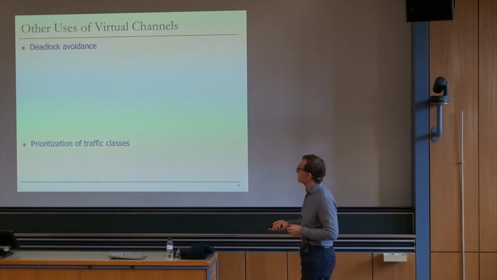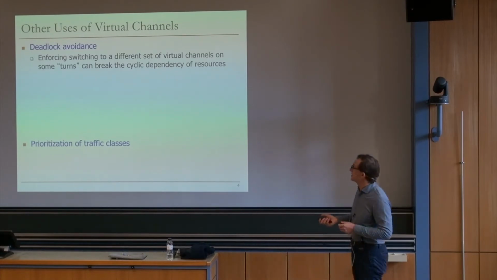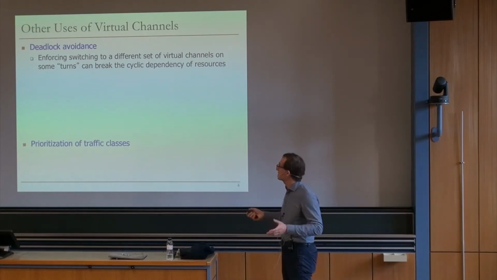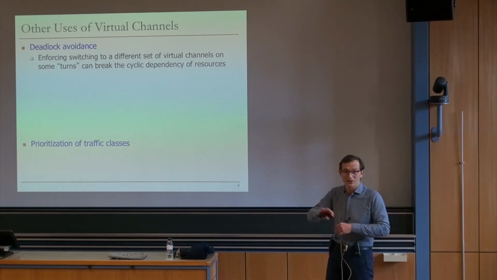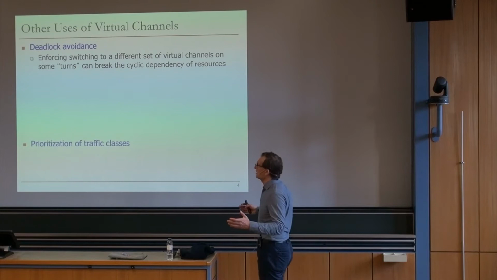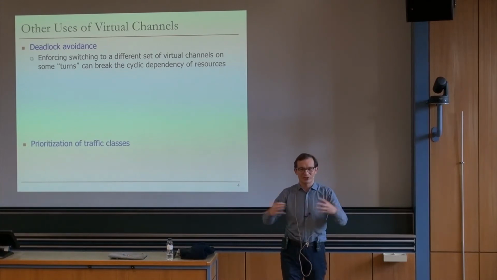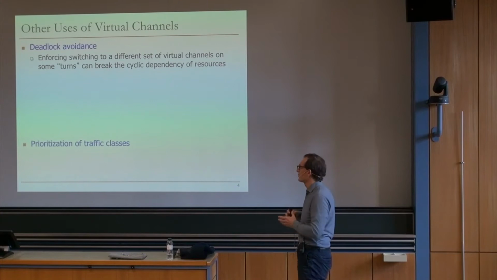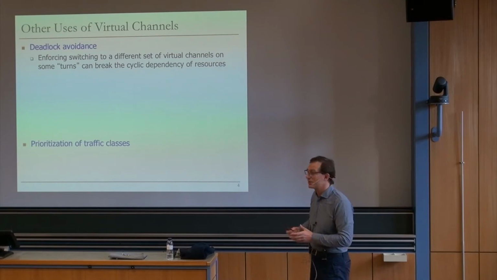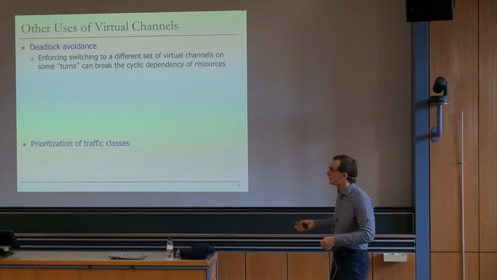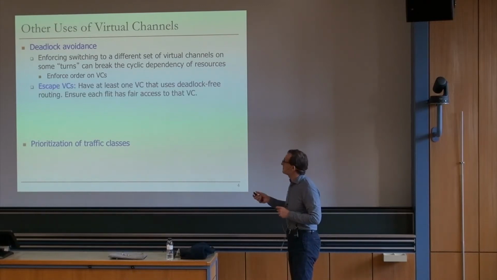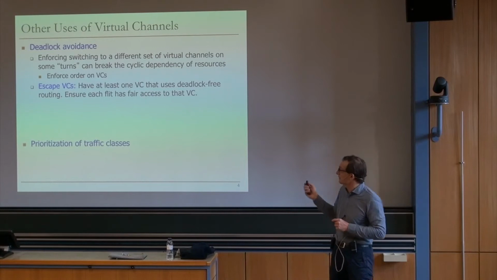But virtual channels enable other things also, like deadlock avoidance. You can basically switch to a different set of virtual channels on some turns, and basically break the cyclic dependency of resources. Depending on which turn you're taking, you can go to a different virtual channel. Essentially, virtual channels give you another network, if you will, because if you go through some virtual channels and have different routing algorithms for different virtual channels, you can actually have a deadlock-free routing algorithm overall. Yeah, you can enforce order on the virtual channels. You can have escape virtual channels, as we've discussed, have at least one virtual channel that uses deadlock-free routing.